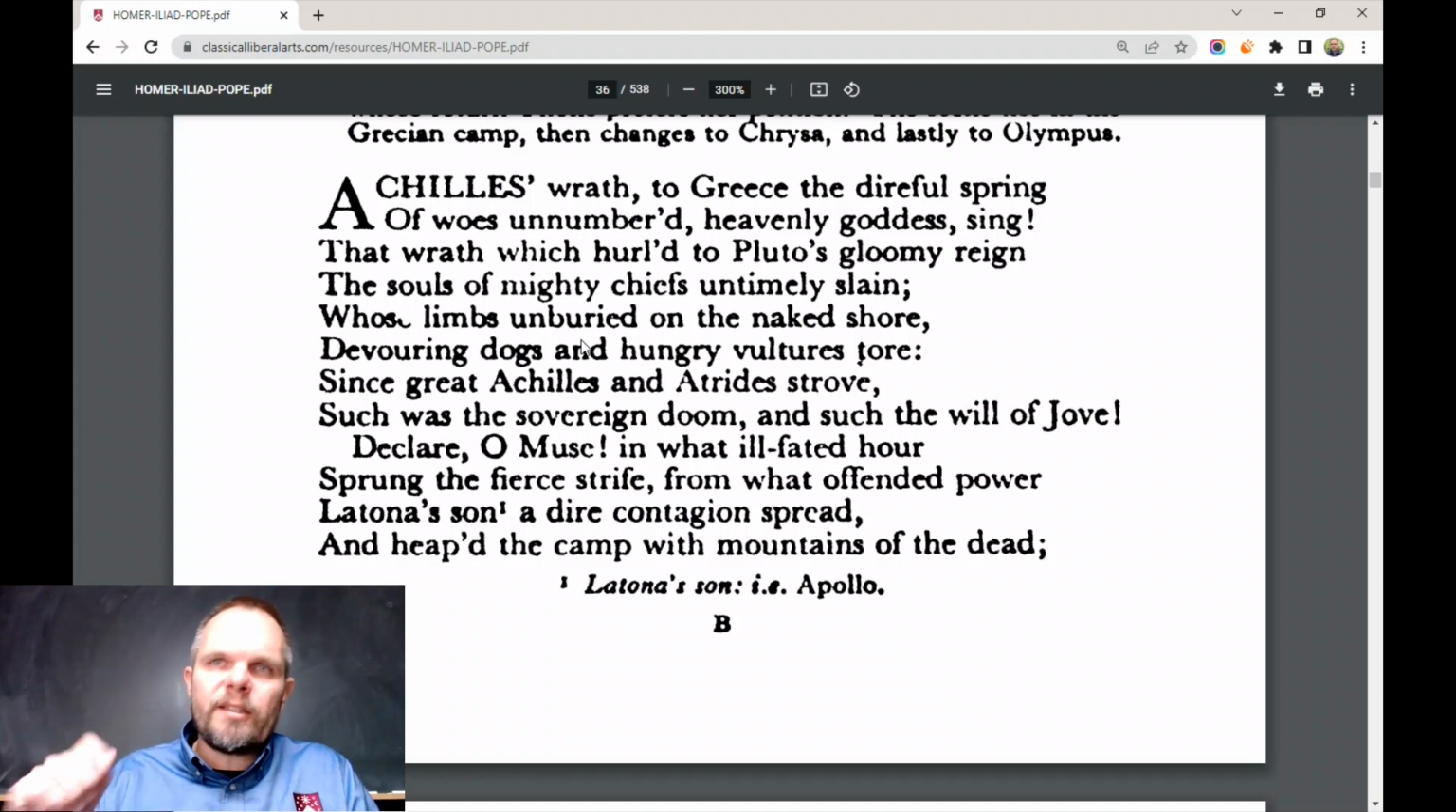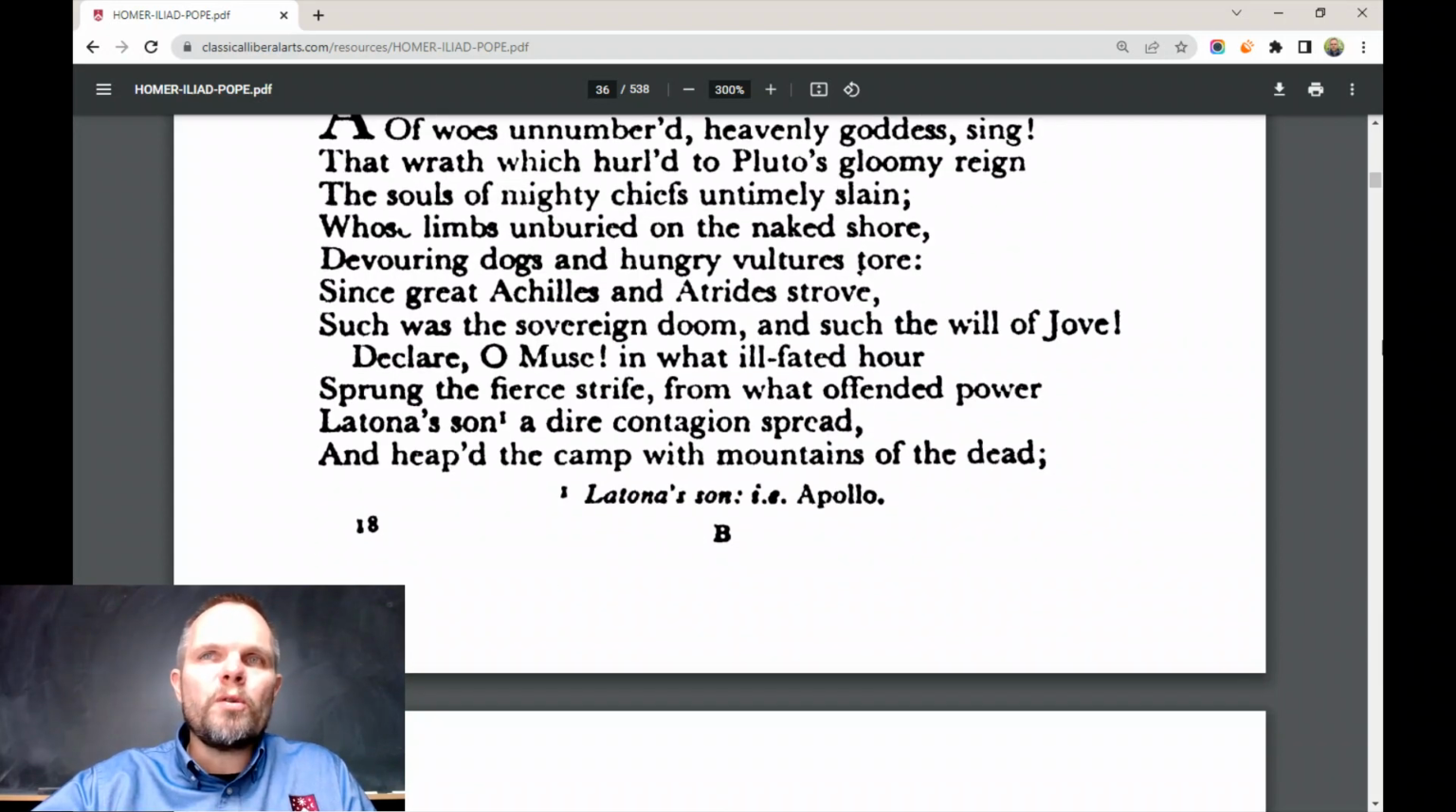Homer goes on to say, continuing to read here, "Declare, O Muse, in what ill-fated hour sprung the fierce strife, from what offended power Latona's son a dire contagion spread, and heaped the camp with mountains of the dead." So here we have this goddess identified. Homer says, "Declare, tell us, O Muse."